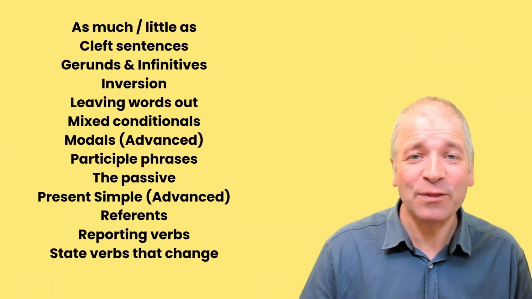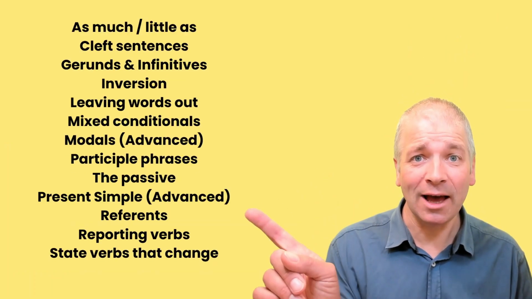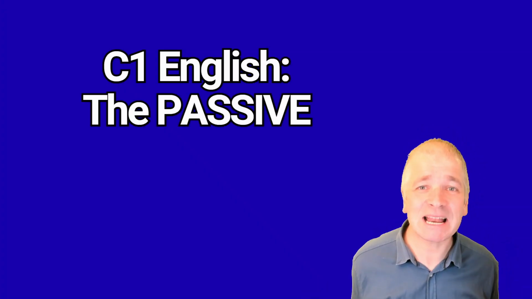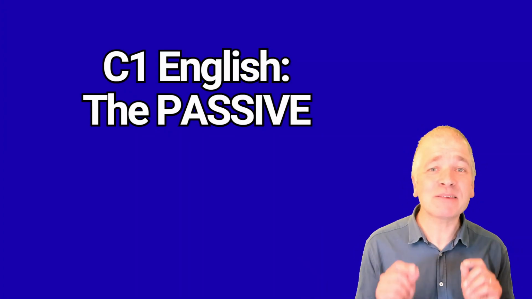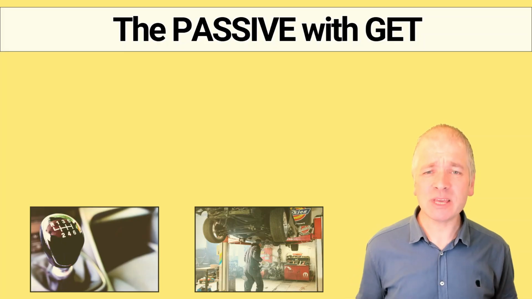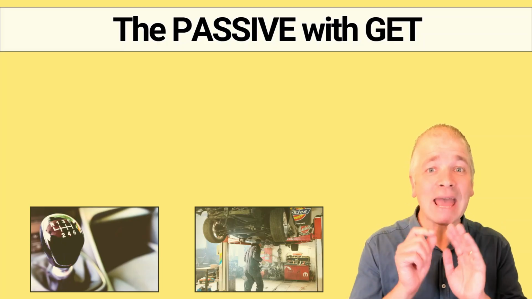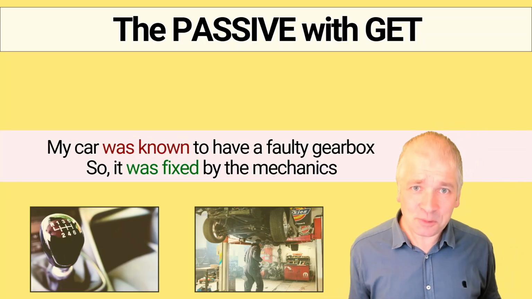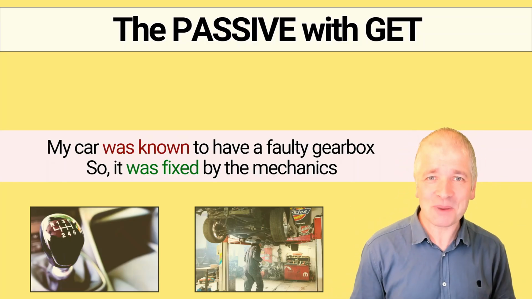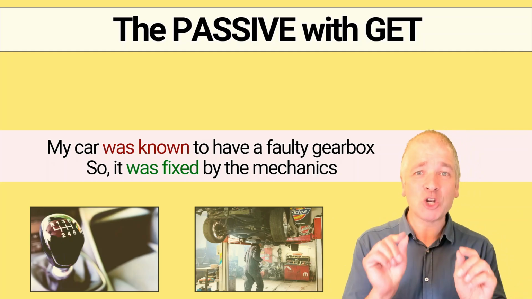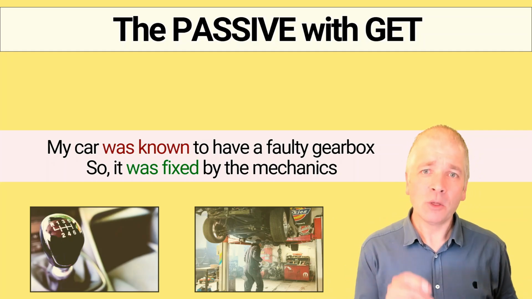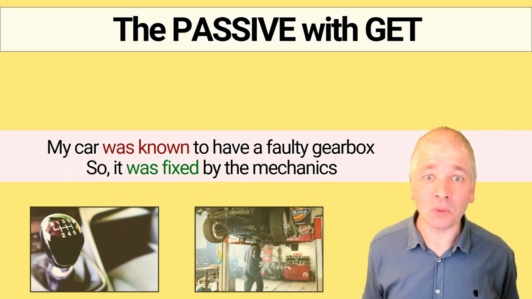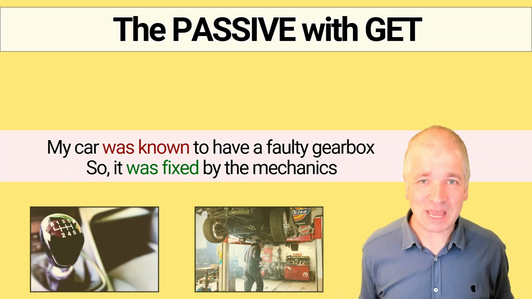We're going to look at these English grammar rules here and take them up to an advanced level. Let's start looking at C1 English grammar by studying the passive and using the verb get instead of the verb to be. My car was known to have a faulty gearbox, so it was fixed by the mechanics. Here we have the normal passive structure. The verb to be, was, and then the past participle, known and fixed.